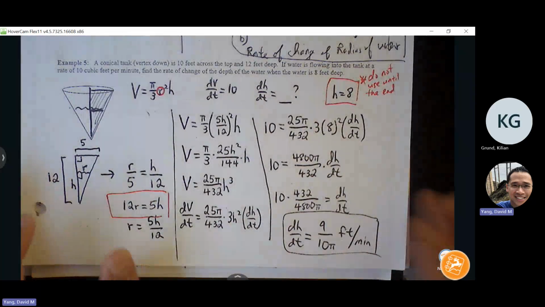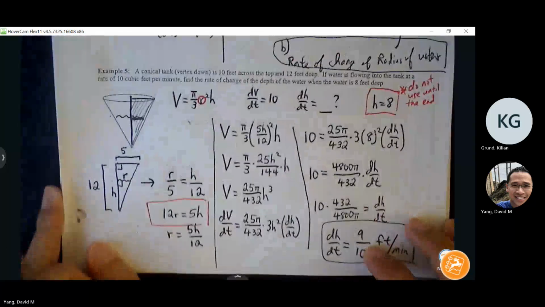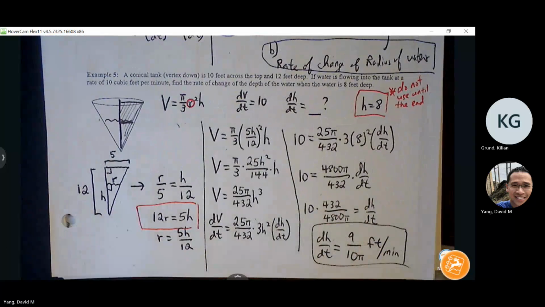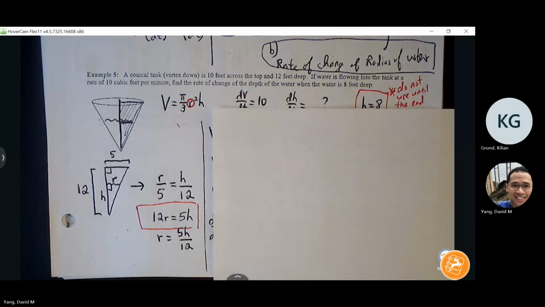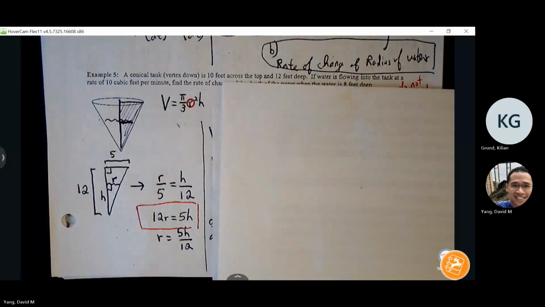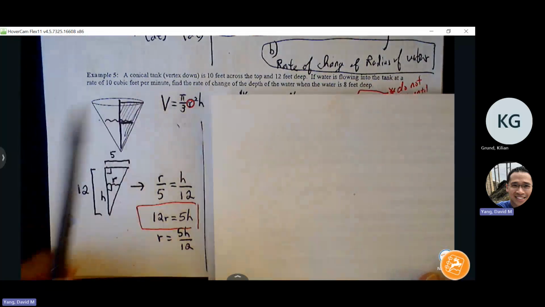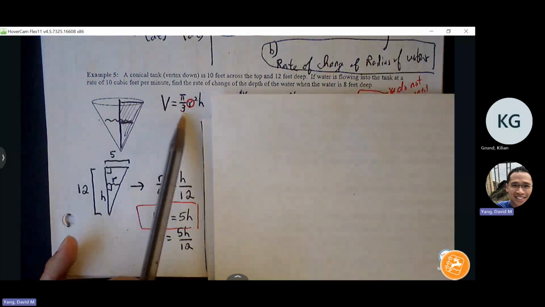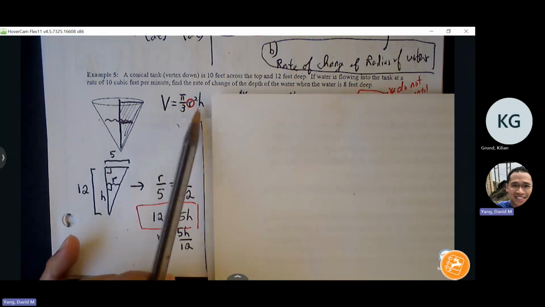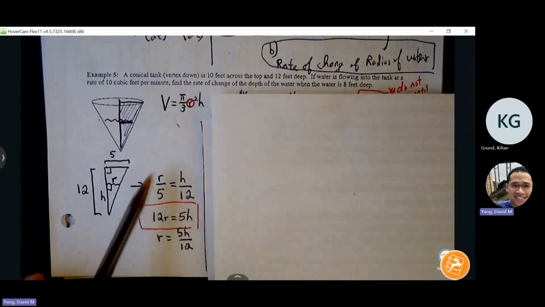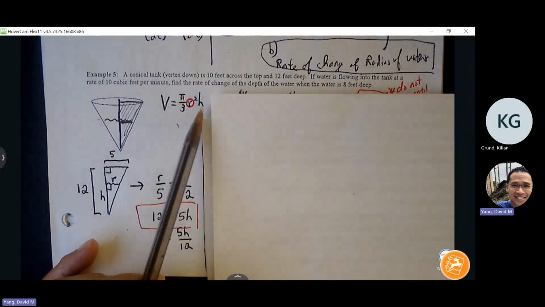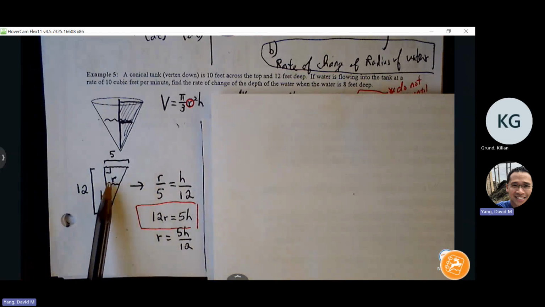Okay, so this is on page 13 again, back to the cone problem. So we have a cone opening down. Anytime you see a cone problem, you know you have to work a proportion equation to get one variable in terms of the other. So here I can say R over 5 is equal to H over 12, because the radius of the small cone is to the radius of the large cone as the height of the small cone is to the height of the large cone.